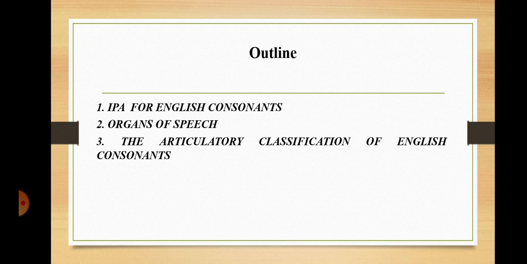The outline of this lecture includes the following points: IPA for English consonants, organs of speech, and the articulatory classification of English consonants.